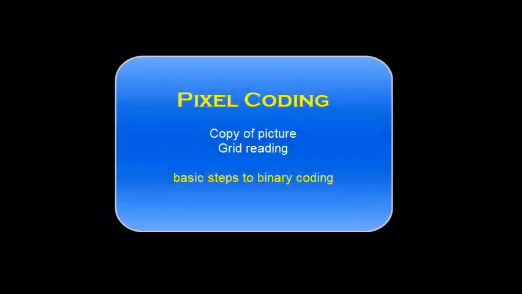Let's start with the basic steps to binary coding. I call it pixel coding. First, we're going to show you how to copy a picture and how to read a grid, to show you basically how a GPS works.